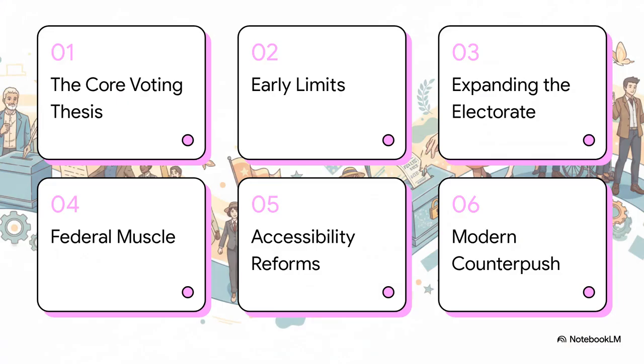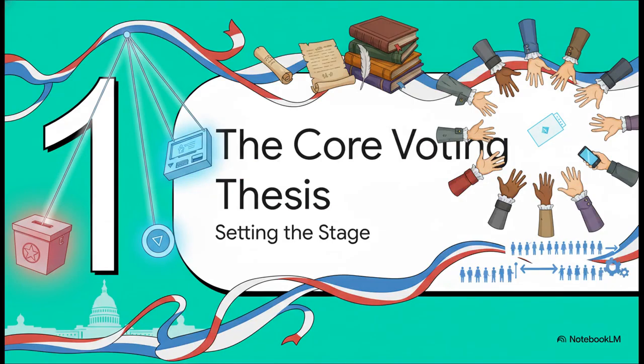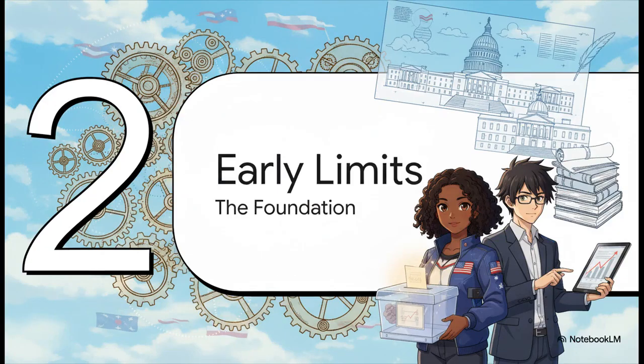Here's our syllabus for today's explainer. We'll cover the core voting thesis, early limits, expanding the electorate, federal muscle, accessibility reforms, and finally, the modern counterpush. Section 1. The core voting thesis, setting the stage. Section 2. Early limits and state control, the foundation.